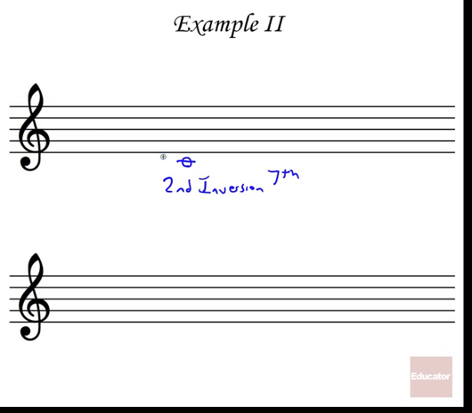So how do we do that? We recall that second inversion seventh has the fifth in the bass. So the first way to do it is to think about this C as the fifth of some chord. And let's say we are asked to do a major second inversion seventh. So with C as the fifth of the chord, we can spell down to get the chord.